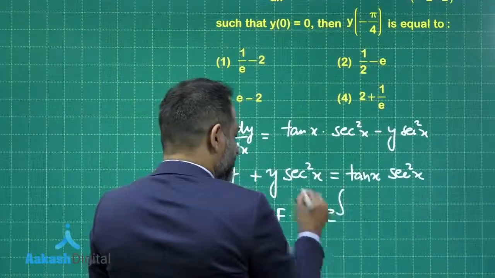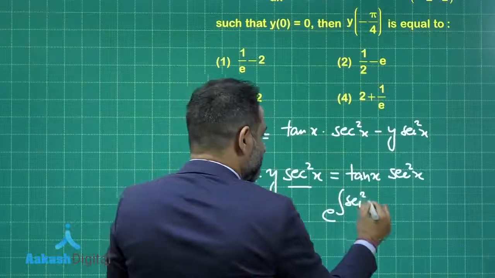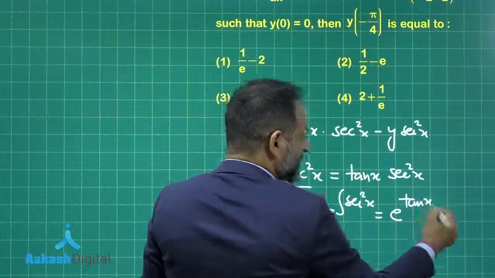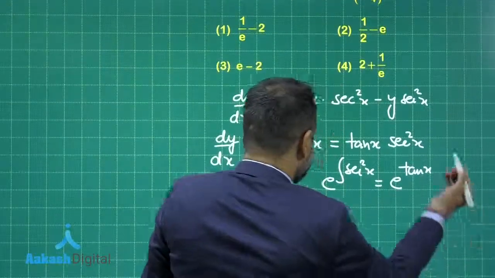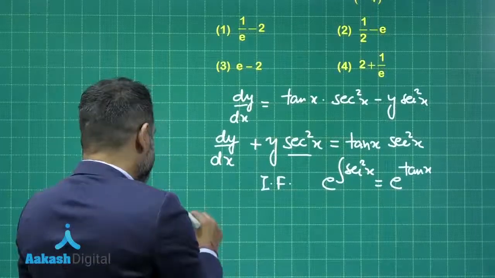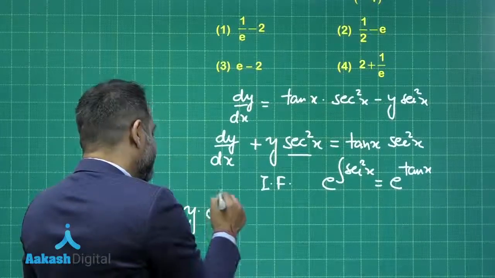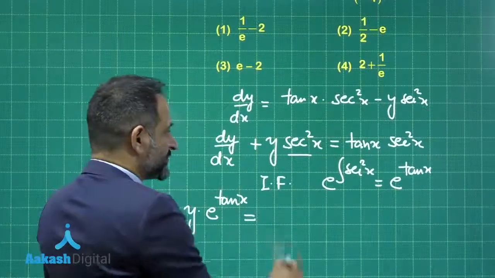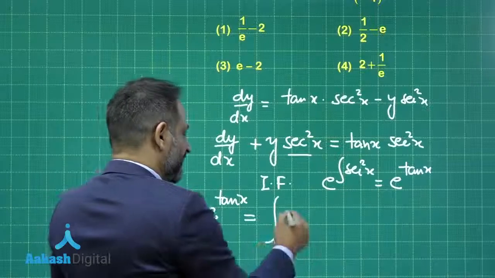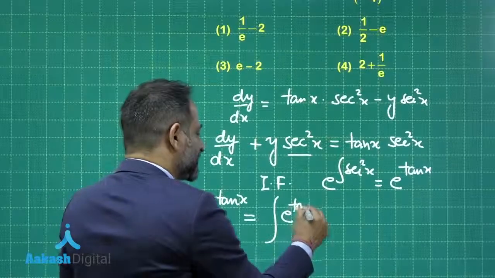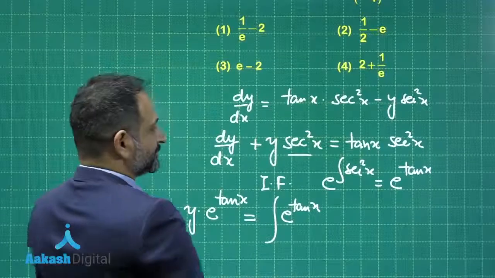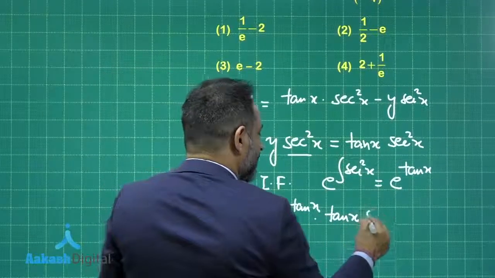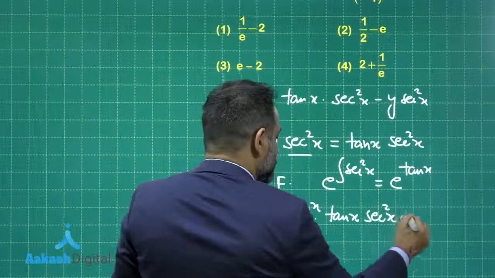Now, you can see this is the linear differential equation, and the integrating factor here is e raised to the power integral of sec²x, which is equal to tan x. So, e raised to the power tan x is the integrating factor. Now, the solution is, we know from the result, y into integrating factor, that is e raised to the power tan x, is equal to the integral of integrating factor, that is e raised to the power tan x, into this Q, that is tan x into sec²x dx.